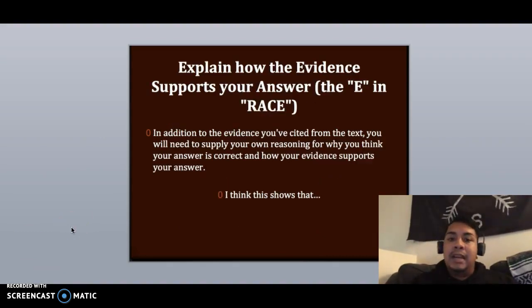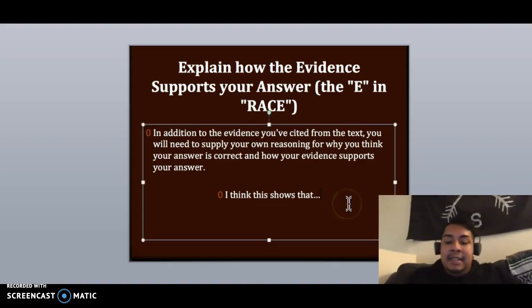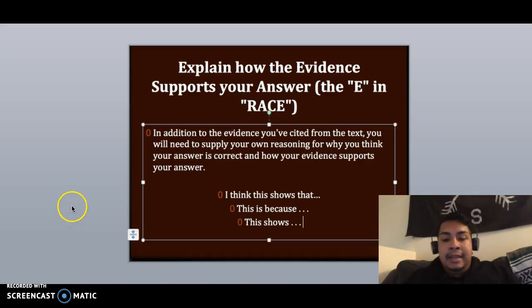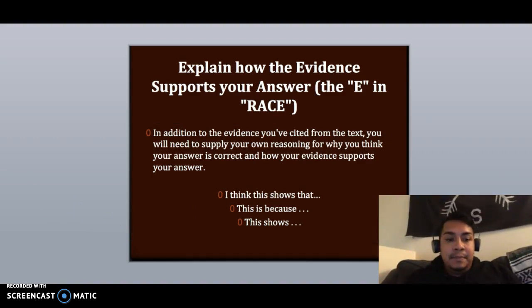So the E in RACE is explain how the evidence supports your answer. So in addition to the evidence you've cited from the text, you will need to supply your own reasoning for why you think the answer is correct and how your evidence supports or helps your answer. So I think this shows that, or some other ones are, this is because, and then you explain, or this shows, okay? So then you explain your answer.